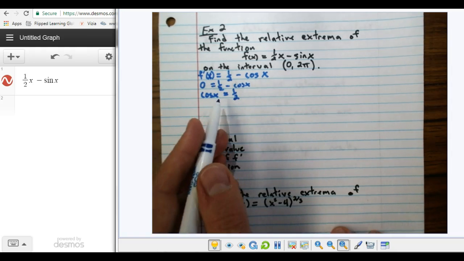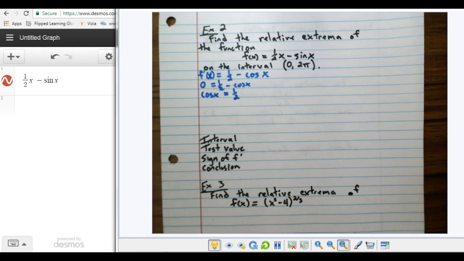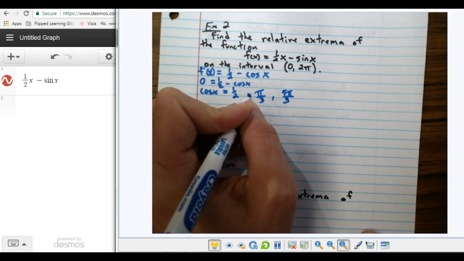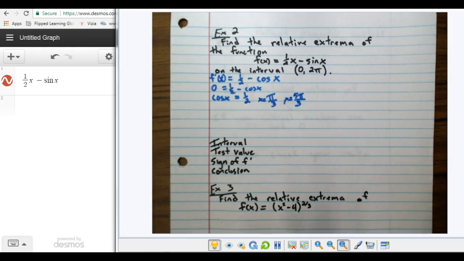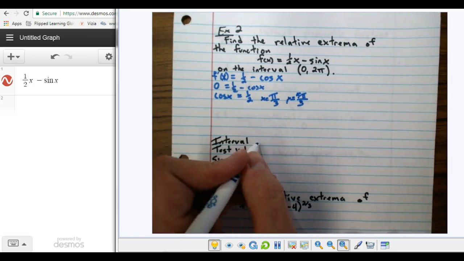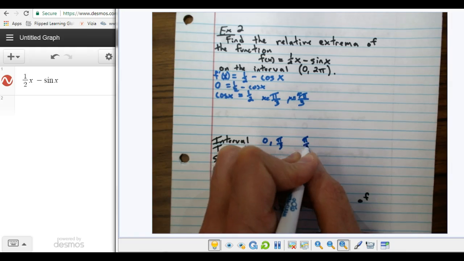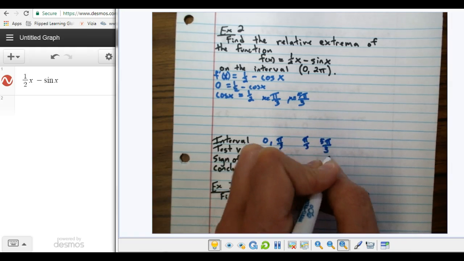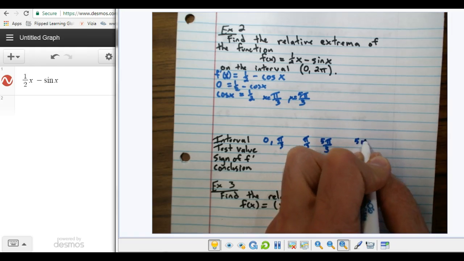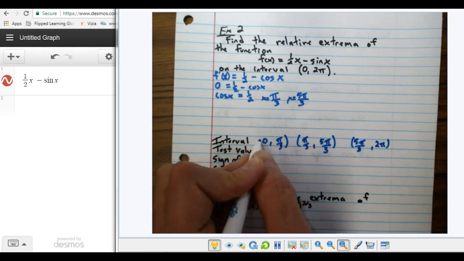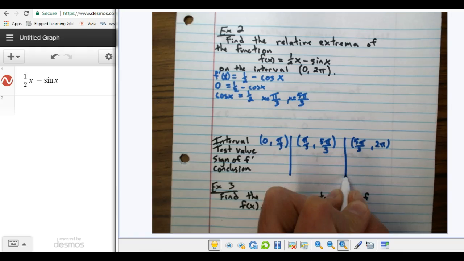Now we have a whole bunch of values where that could happen, but when does cosine x equal 1/2 on the interval from 0 to 2 pi? That's at pi over 3 and 5 pi over 3. So there's our two values. Now let's look at our interval. It starts at 0 and goes to pi over 3, then pi over 3 to 5 pi over 3, which is not quite 2 pi, and then 5 pi over 3 to 2 pi. We're looking at these open intervals.